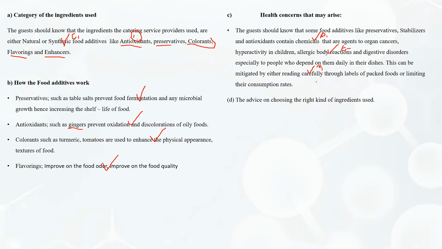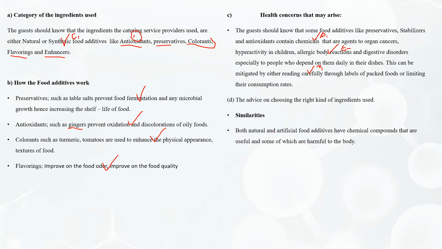Finally, the advice on choosing the right kind of ingredient. You want to advise these people which kind of ingredient they can use. So in simple terms, you want to help this person to choose the best. But as you're helping this person to choose the best, we need to help this person understand, number one, the similarity between the two. What we are looking at, the natural or synthetic food additive like antioxidant. What similarity do they have? What difference do they have? And then you select the best out of the two.